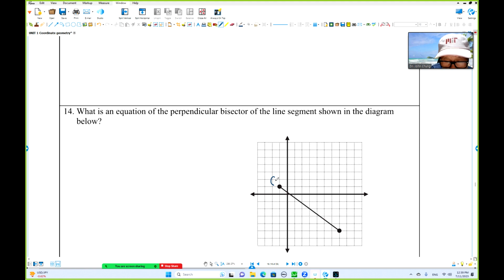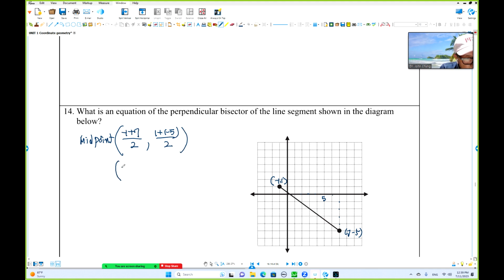This point is negative 1 and 1. The other point is 1, 2, 3, 4, 5, 6, 7, and 1, 2, 3, 4, 5. 7 and negative 5. So we're going to find the midpoint. The midpoint x-coordinate is negative 1 plus 7, divided by 2. The y-coordinate is y1 plus y2 over 2, right? So 1 plus negative 5, divided by 2. That's the coordinate of the midpoint.